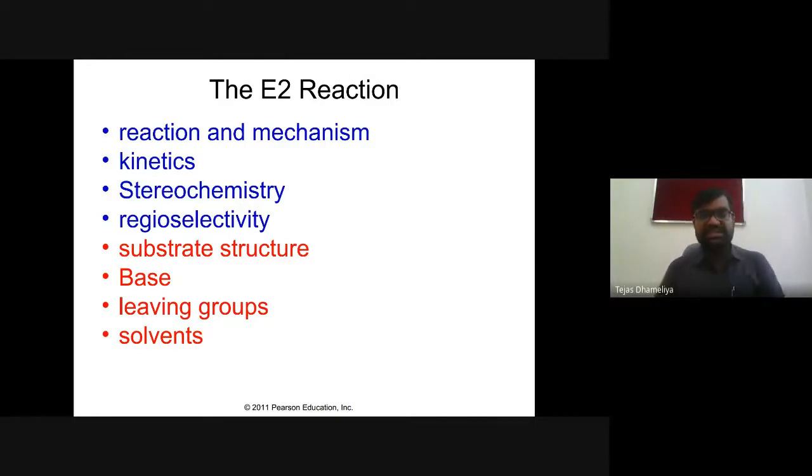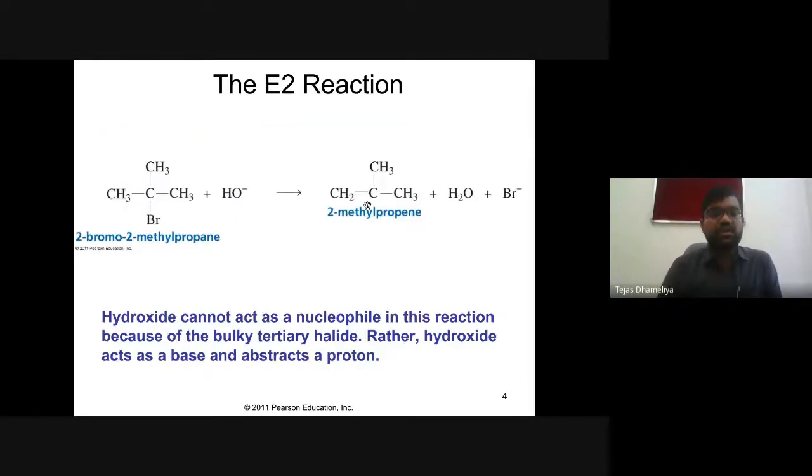First, if we understand E1 and E2, then we will be able to do justice to this topic. These are the contents we have to study in E2 reaction: mechanism, kinetics, stereochemistry, regioselectivity, substrate structure, base, leaving groups, and the solvents. What happens in E2 reaction? What kind of substrates are there? What kind of nucleophile, products, and solvents? That we will be studying in this session.